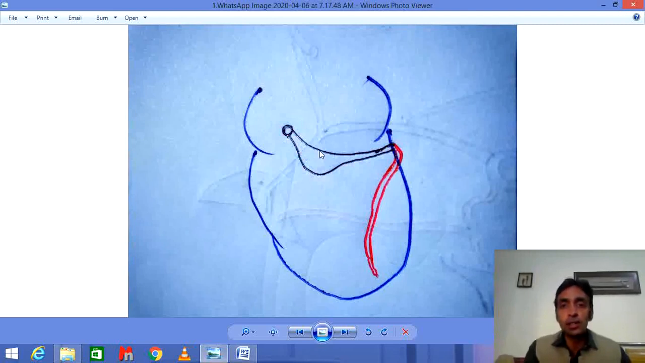This black color vein is called coronary sinus. This is a very dilated form of blood vessel, which is the largest blood vessel among the coronary veins. This is just like a cavity. That is why this is called coronary sinus.